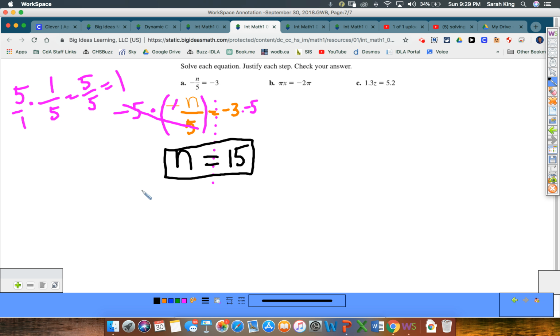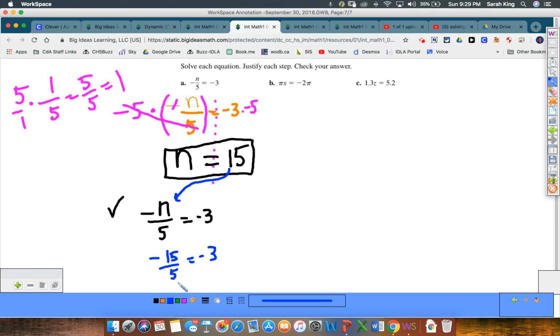Okay, so I do have to check it. I'm double checking at the end. I rewrite my original. Here's my original: negative n divided by 5 equals negative 3. I'm going to plug in this value right here. It needs to go into the n location. Well, it's positive 15, and so it will make it a negative. This turns into negative 15 divided by 5 equals negative 3.